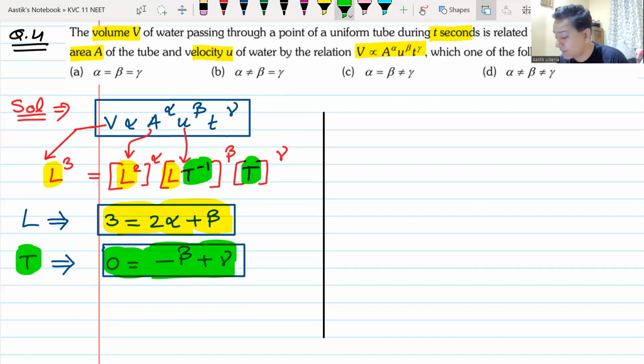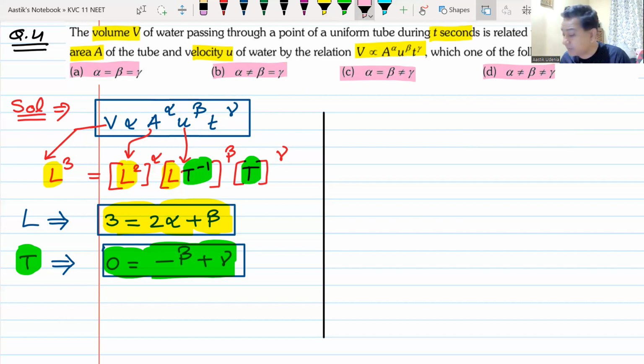Now we are going to solve them. The problem is we have 3 variables but only 2 equations because there is no mass on both sides. So we cannot get 3 equations. We only can get 2 equations. How are we going to solve them? Obviously, we cannot solve them. But look at the options. If you look at all the options, they have not asked the value of alpha, beta, and gamma. They only asked the relation.